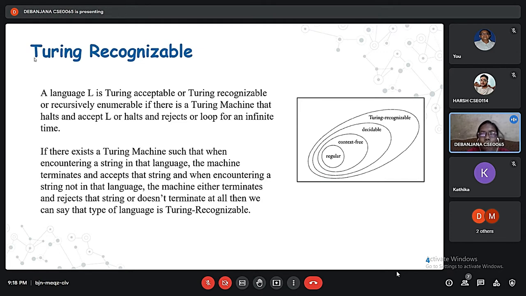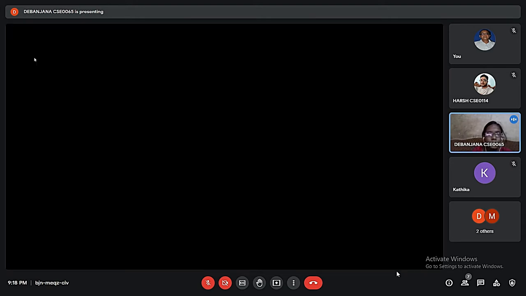But the main difference between the recursive language and the recursively enumerable language is that in the recursive language, the Turing machine will always halt; it will either accept and halt or reject and halt. And in the recursively enumerable language, the Turing machine will halt only when it is accepting the string, and otherwise it may not halt. So that's from my side. Now, Kathika will continue.